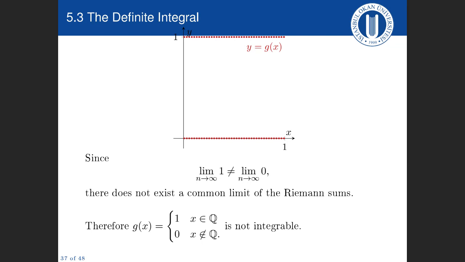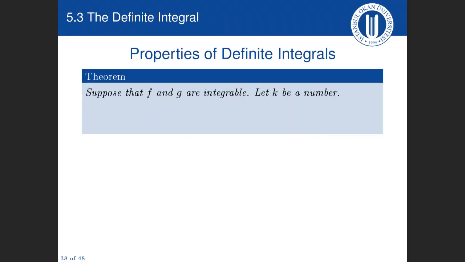So to summarize, if we have a nice continuous function, we know that the function is integrable. If we have something weird like this, then it's possible that the function is not integrable. I want to go through some properties of definite integrals. In this theorem, we're going to suppose that f and g are integrable functions, and we're going to suppose that k is a number.